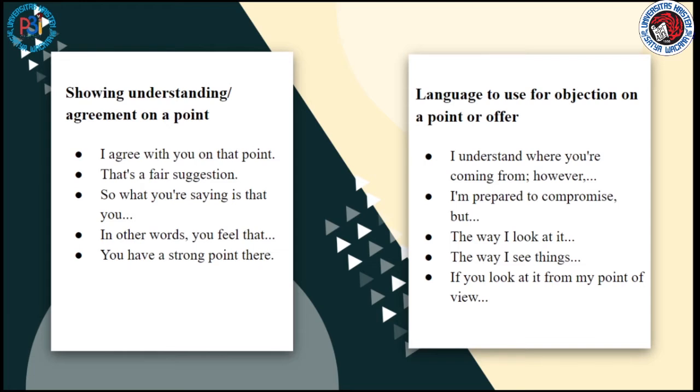The first one, you can say I agree with you on that point, and the second one, that's a fair question, and the third, so what you're saying is that you blah blah blah. And then you can say in other words, you feel that blah blah blah. And then you have a strong point there. And then next, language to use for objection on a point. You can say, I understand where you are coming from, however, or you can say, I'm prepared to compromise, but, and so on. You can read it by yourself in your handout.